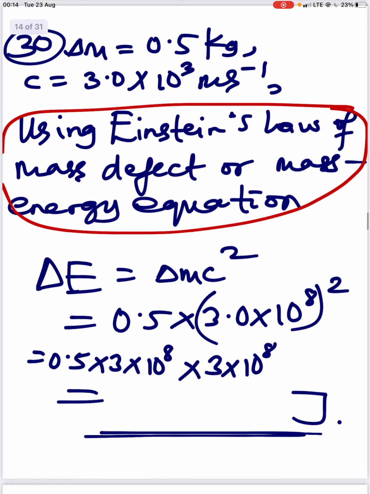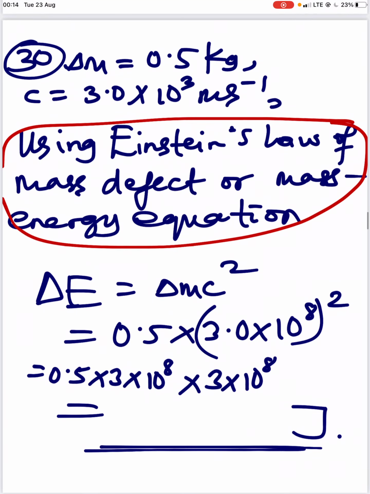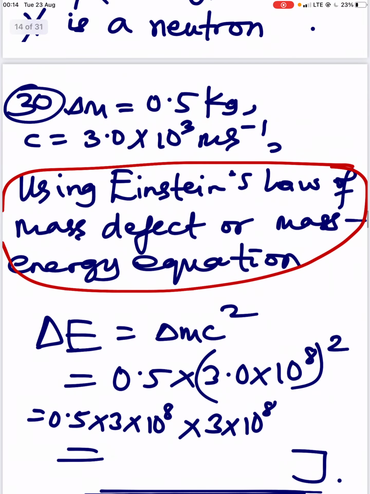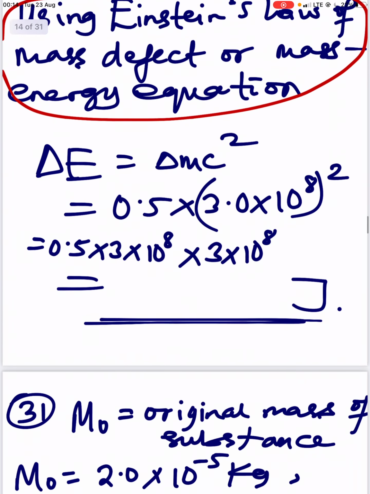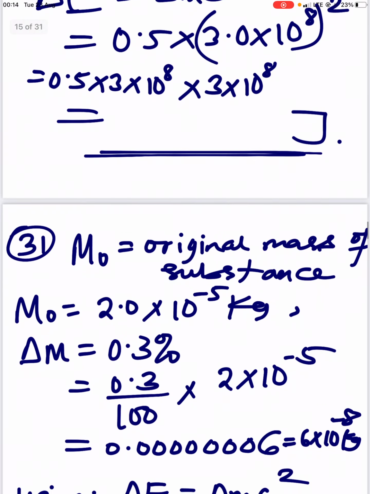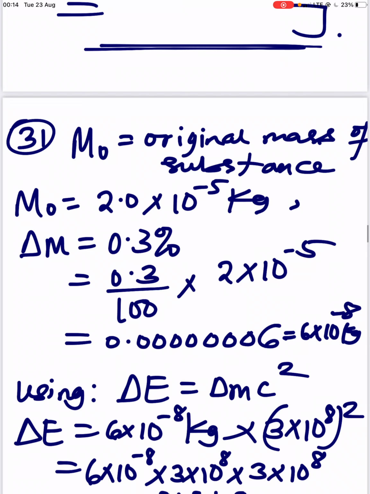Here, the loss in mass is 0.5 kg. Speed of light is given as 3 times 10 raised to the power 8 meters per second. Sorry, please. I wrote 3 times 10 raised to the power 3. I should have written 3 times 10 raised to the power 8. So we just compute our numbers. We multiply and we get the energy in joules. The original mass in question 31 is given as 2 times 10 raised to the power minus 5 kg.